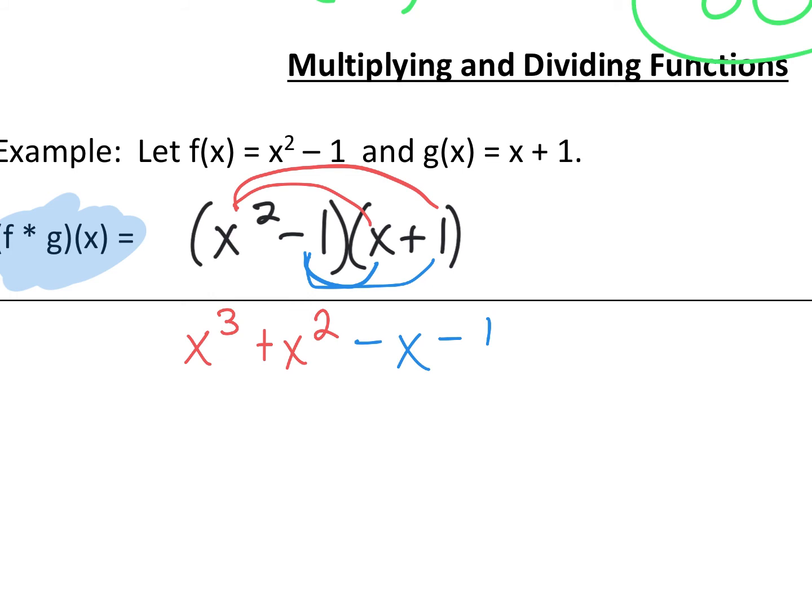Any of those like terms? No, that's it. That's my answer. Any questions on that? No? Moving on.